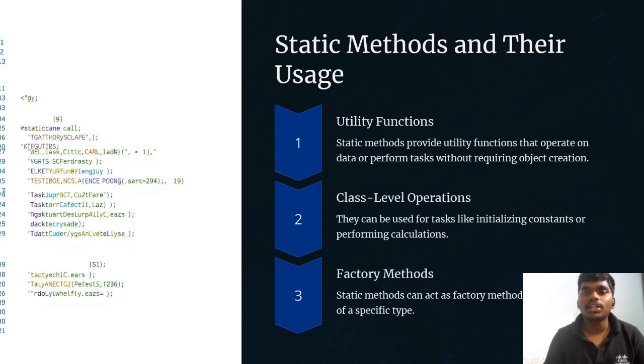Static methods and their usage. Utility functions: static methods provide utility functions that operate on data or perform tasks without requiring object creation. Second, class level operations: they can be used for tasks like initializing constants or performing calculations. Third, factory methods: static methods can act as factory methods for creating objects of a specific type.